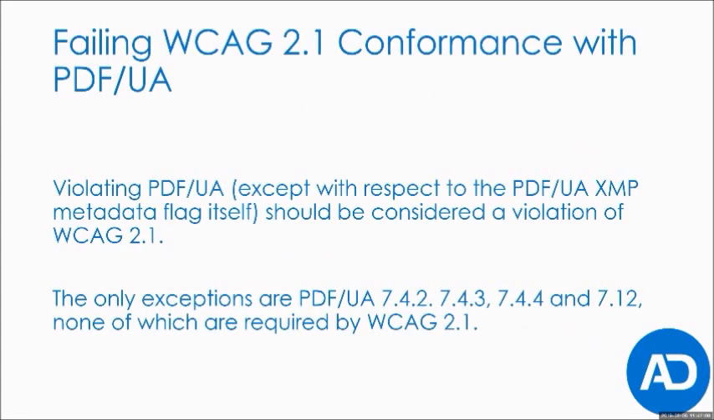One big rule, and please take this away. Failing WCAG 2.1 conformance with PDF UA, you will violate UA. Violating UA in a file should be considered a violation of WCAG 2.1 or 2.0. The only exceptions to that are sections 7.4.2, 7.4.3, 7.4.4, and 7.12. None of those are required by WCAG 2.1. And those are the subsections that I went through earlier.